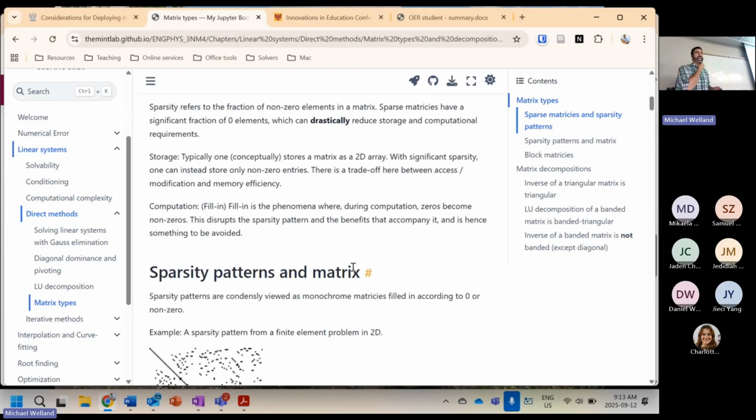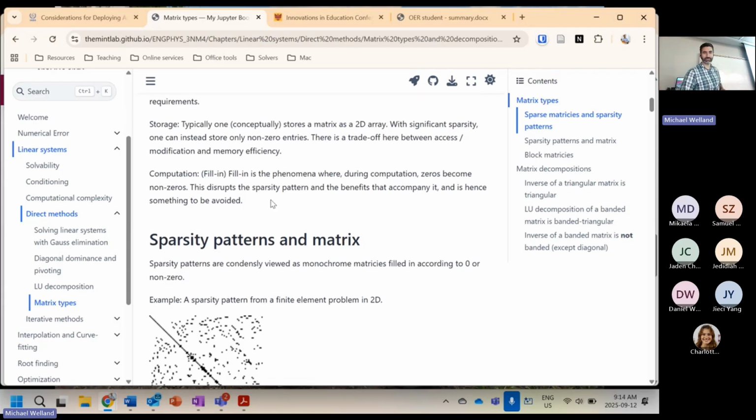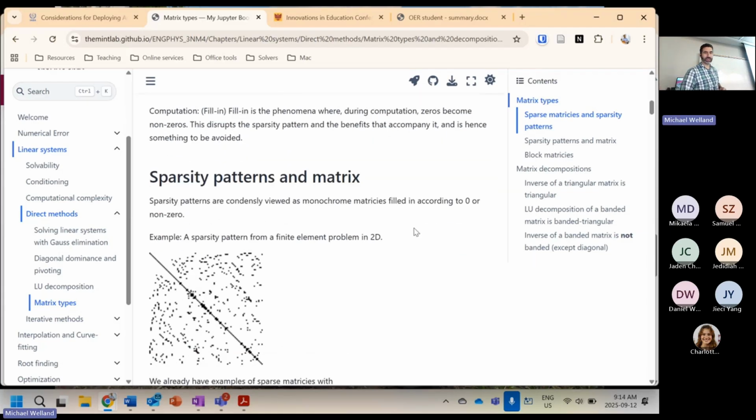Fill in, when you're doing an algorithm, there's this phenomenon called fill in. And what that means is that during the computation, zeros become non-zeros. Remember when I made a big fuss about protecting your sparsity? Fill in bad. Fill in makes zero non-zero, sparsity tanks. You want to avoid it.